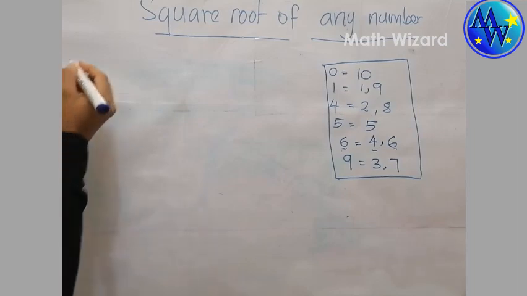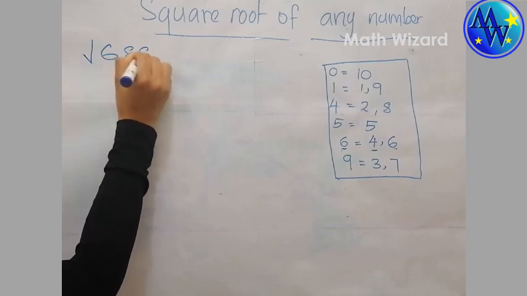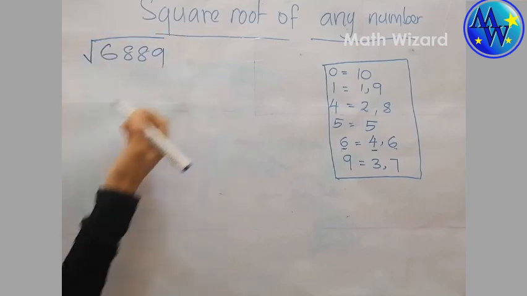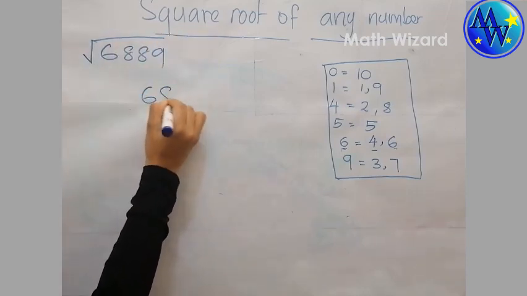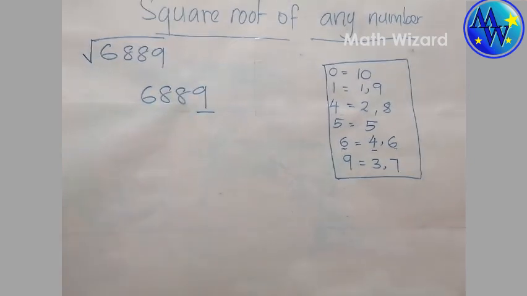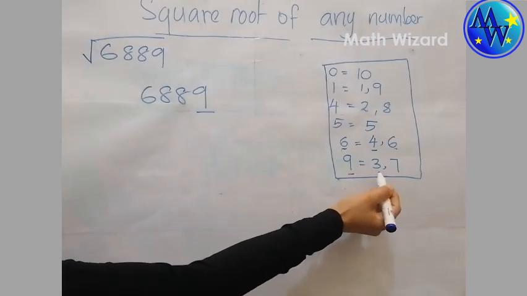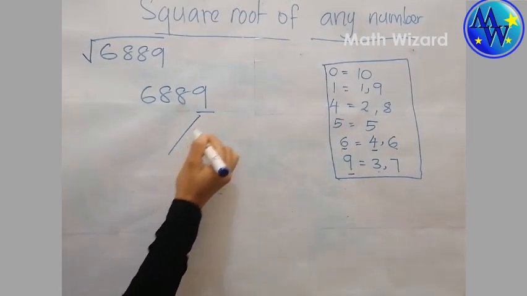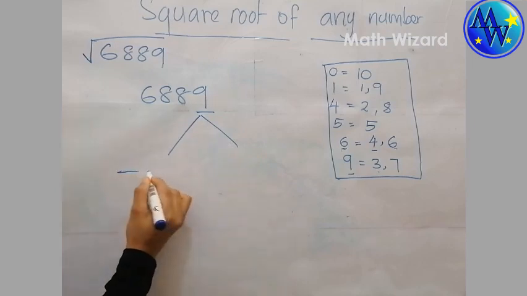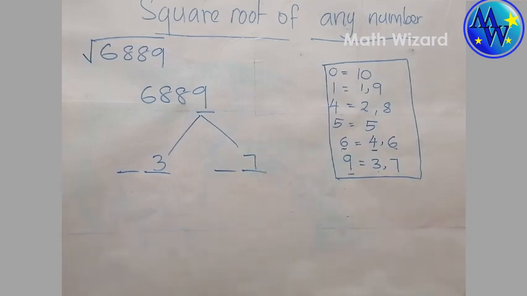Okay, let's check another example. Find the square root of 6889. Here I will just write the number here. Check the last digit, which is 9. The squares which end with 9 are from 3 and 7. So the possibilities for the second digit are 3 or 7.